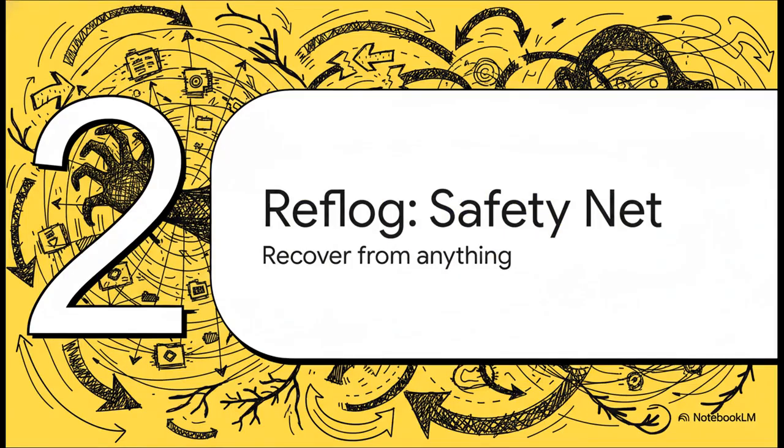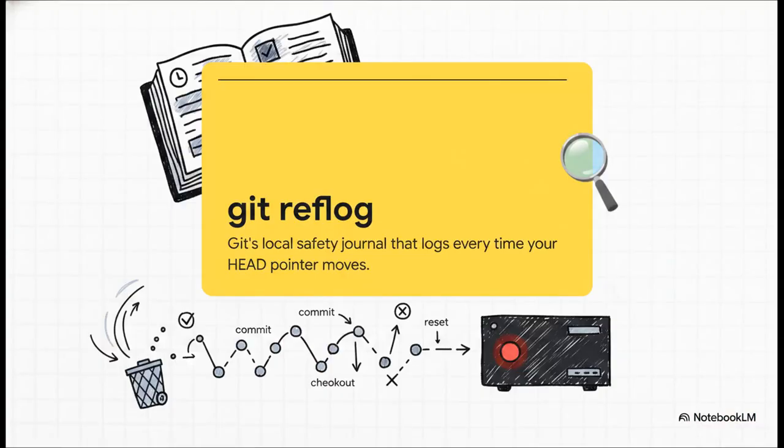Moving on to Section 2, reflog, the ultimate safety net. So how do we handle a slightly more terrifying scenario, like a dreaded rebase gone wrong or a hard reset that wiped out an hour of your life? Well, Git's best-kept secret is git reflog. It's your local safety journal. Basically, it acts as a black box recorder that silently logs every single time your HEAD pointer moves. Every commit, every checkout, every reset, Git is secretly recording it locally. It keeps those quote-unquote deleted commits perfectly safe until the garbage collector runs weeks later.